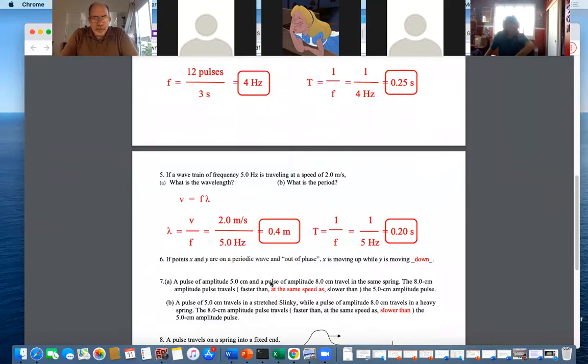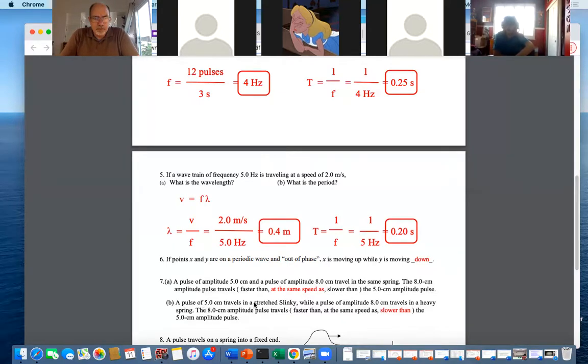Next one, a pulse of amplitude 5 centimeters and a pulse of amplitude 8 centimeters travel in the same spring. They travel at the same speed. Speed is not affected by amplitude. Okay, amplitude, small wave, short wave, tall wave, doesn't matter. If it's traveling in the same spring, it's going to have the same speed. Okay.